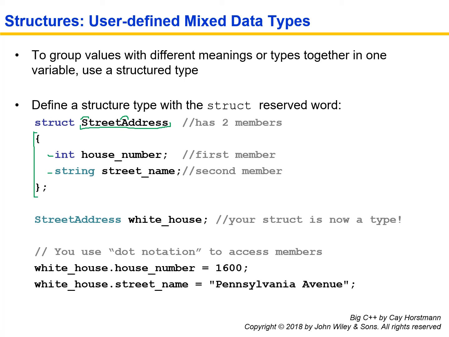Once you've created a street address, you can use it as a type name to declare a new variable, street address White House. And then you use dot notation to access the members of the struct. So White House dot house number equals 1600. White House dot street name equals Pennsylvania Avenue.